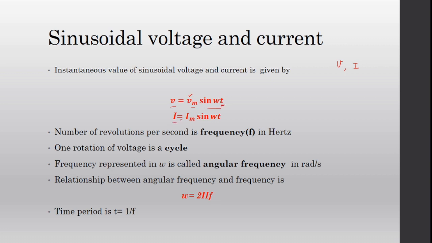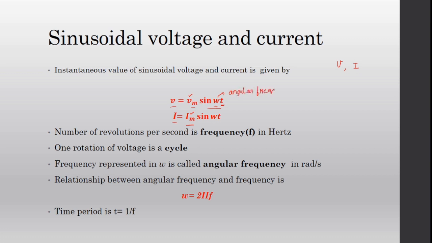Similarly for current I, we will be writing Im, which is the magnitude of the current, and sin omega t represents the sinusoidal variation. To define the individual terms present here, Vm and Im correspond to the magnitudes, whereas omega is called the angular frequency. This is a new term that we get introduced.